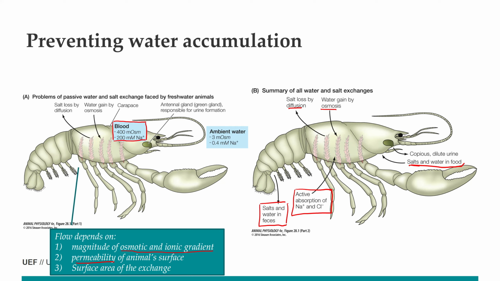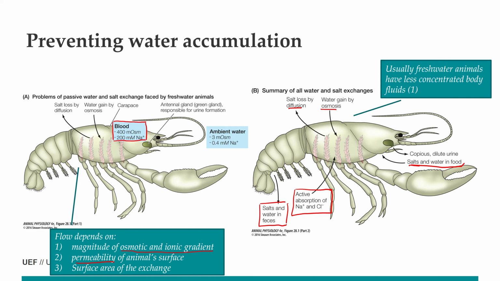But also your body might be different from the ocean crayfish. These freshwater animals usually have somewhat less concentrated body fluids. So then the osmotic and ionic gradient is smaller.